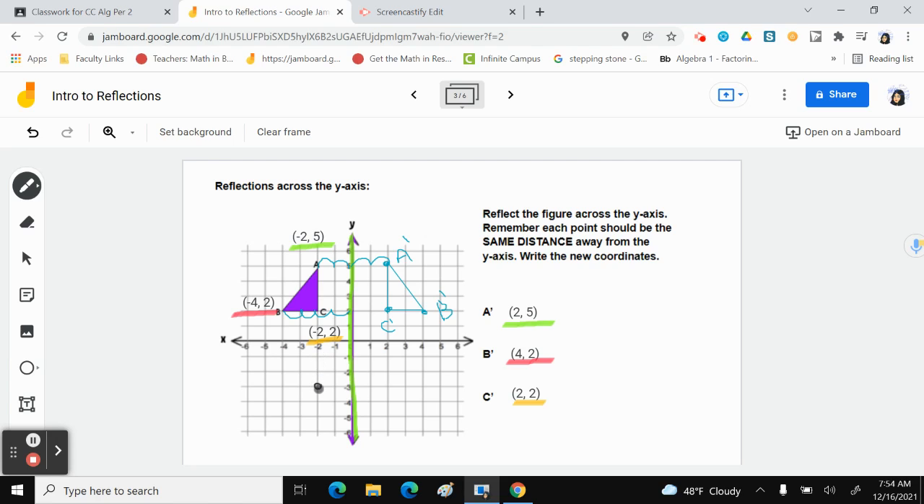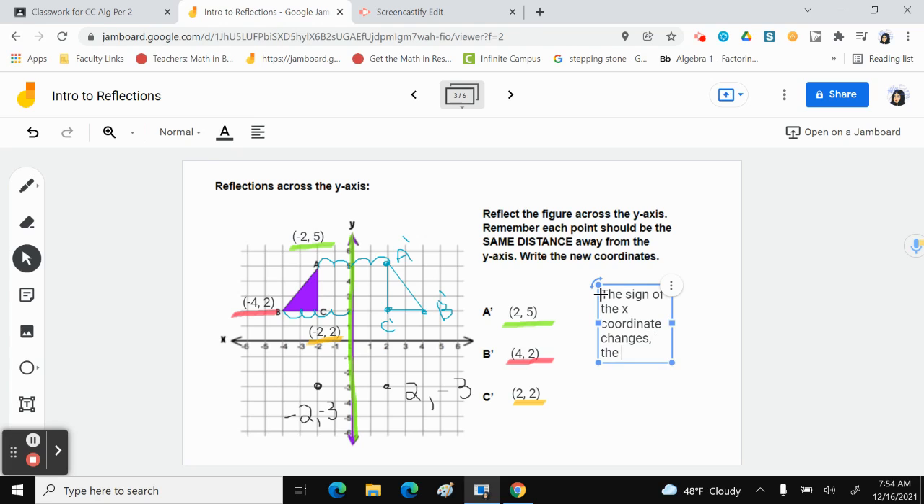Let's say it was like here, like the point negative 2, negative 3. If I reflected negative 2, negative 3 over the y-axis, then it would become over here 2 comma negative 3. Okay? Or likewise, if I went the reverse, like 2, negative 3, it became negative 2, negative 3. So we're noticing in each case, the sign of the x-coordinate changes, the y-coordinate does not change, okay?